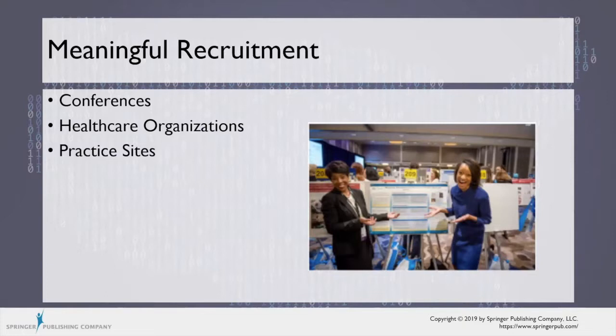Okay, so we have to be very intentional about our recruitment efforts, and very selective in the conferences. Where do we want to go to recruit? For example, are we recruiting at specific conferences such as the Black Nurses Association, just to name a few, Hispanic Nurses Association, Men in Nursing? So look at your overall agenda for the whole year, and then see where exactly you want to go, and where you want to focus your recruiting efforts.